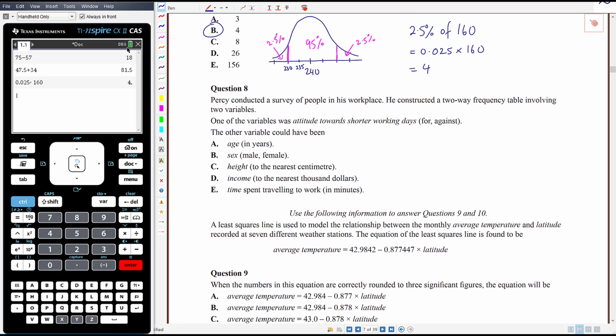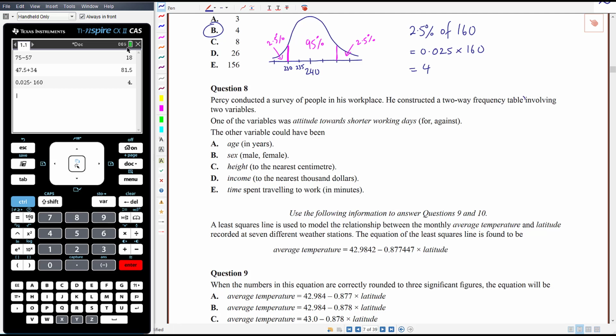Okay, question 8. Percy conducted a survey of people in his workplace. He constructed a two-way frequency table involving 2 variables. One of the variables was attitude towards shorter working days, and people either nominated as being for or against. The other variable could have been.